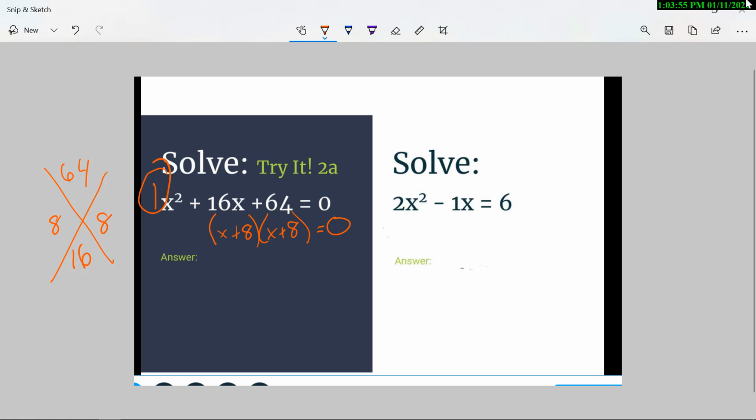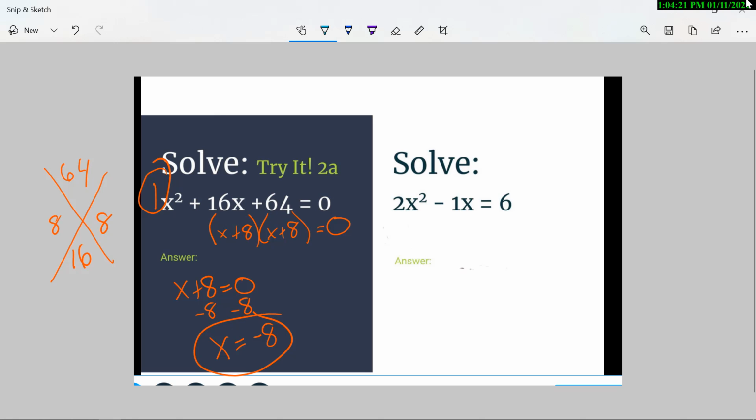So we got it factored. It's equal to 0, but now we set the factors equal to 0. Well, if you notice, hopefully you notice, that x plus 8 is written there twice. We don't need to solve it twice. It's going to give us the same answer. So x plus 8 equals 0. We're going to subtract 8, and x equals -8. Not too bad. Pretty quick problem.